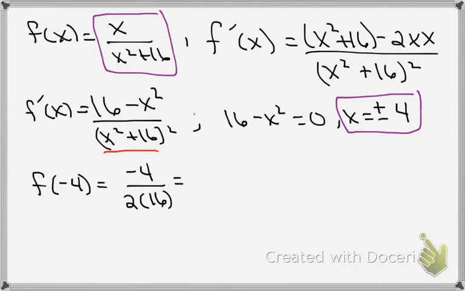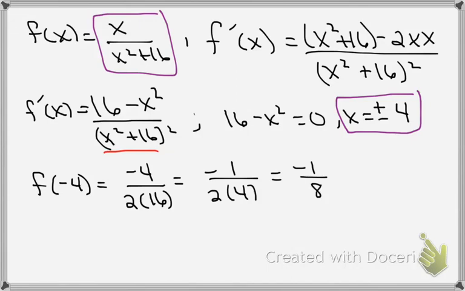I'm going to get minus 4 over 2 times 16, because it'll be 16 plus 16. And so this will be equal to minus 1 over 2 times 8, or minus 1/16. Oh, I'm sorry, I made an error there. Let me make sure I've got this right. Well, minus 4 goes into 16 minus 4 times, so if we're careful here, this will be minus 1 over 2 times 4, or minus an eighth.